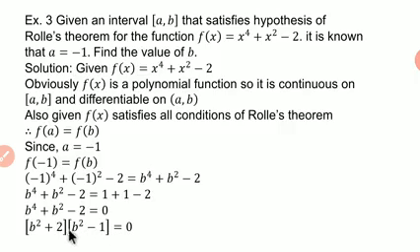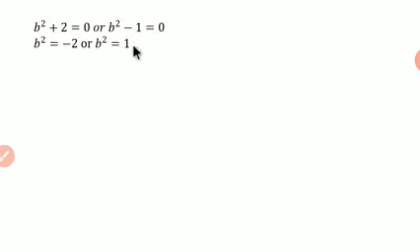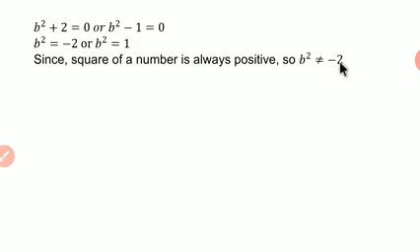Since product of these two terms is 0, that means one of the two terms is 0, and therefore we get b square plus 2 is equal to 0 or b square minus 1 is equal to 0. That is b square is equal to minus 2 or b square is equal to 1. But we know square of any number is always positive, and therefore b square is not equal to minus 2. That means b square is 1.